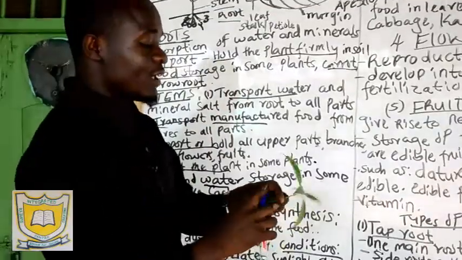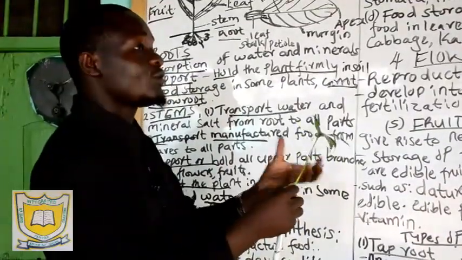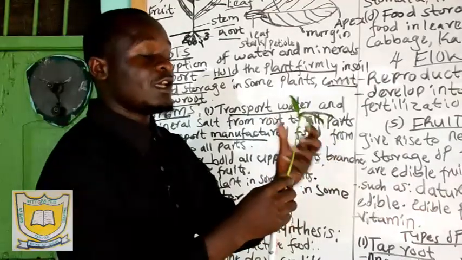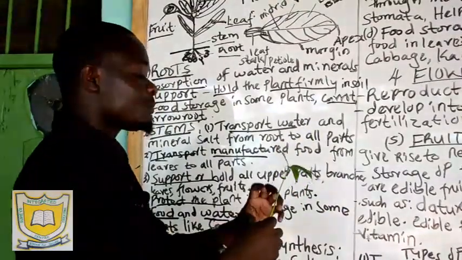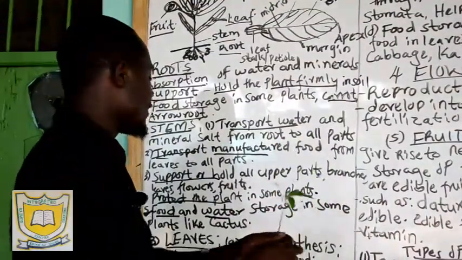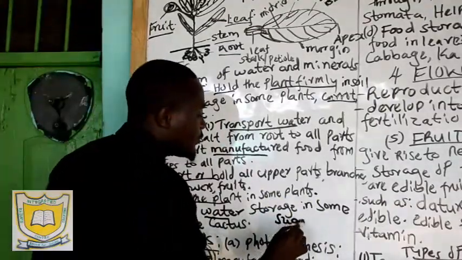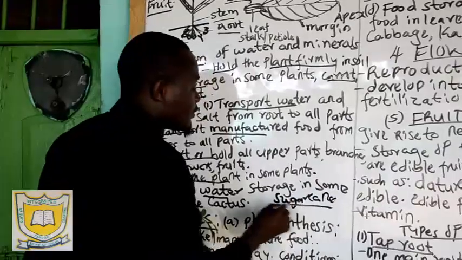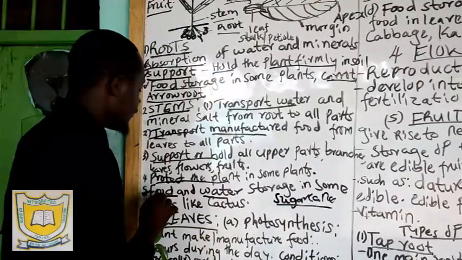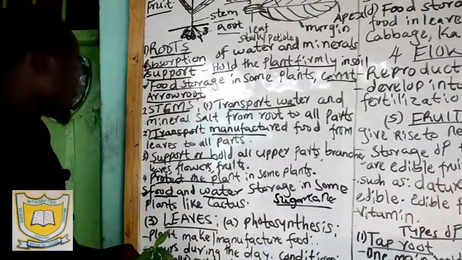This plant, we have those plants that are soft, and we have those plants that have hard stems. Now we have those plants whose stems we eat. For example, we talk of sugarcane. We have sugarcane here. Now sugarcane, we eat its stem. So that's why we say it is storage of food and also water.